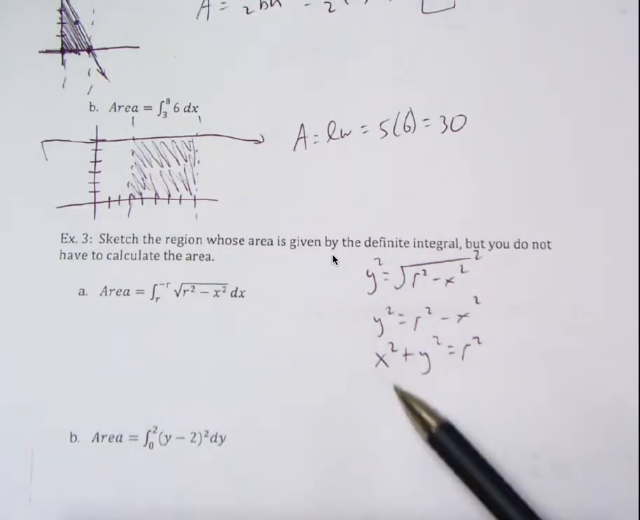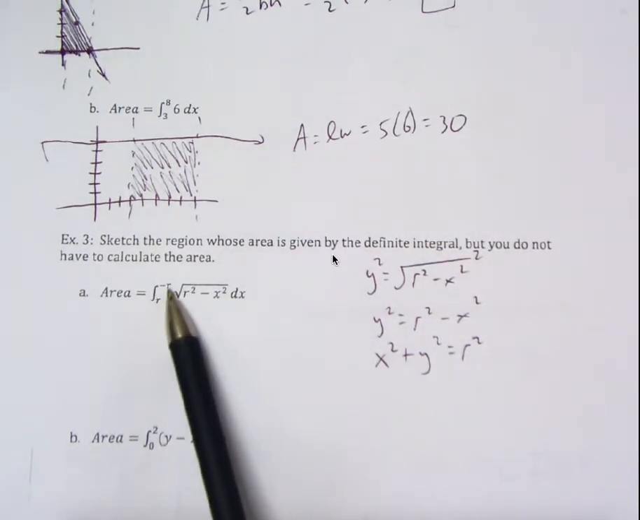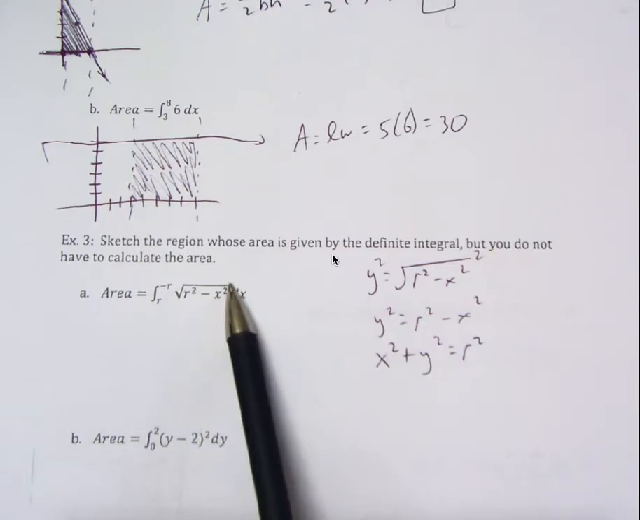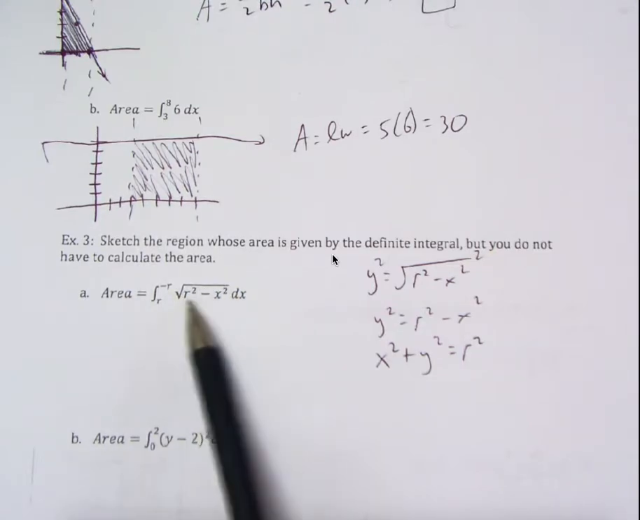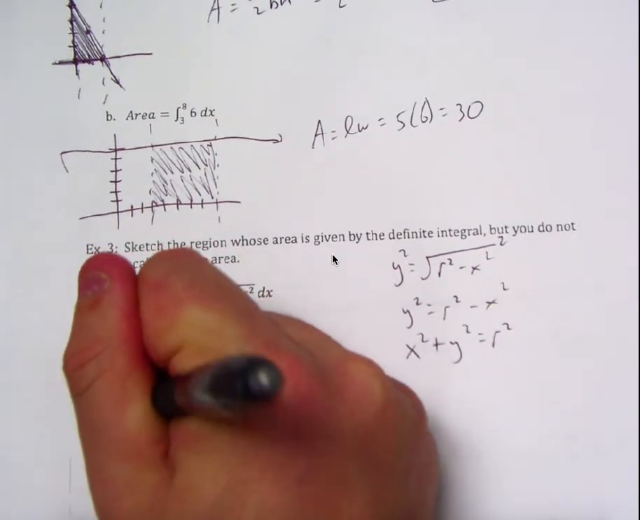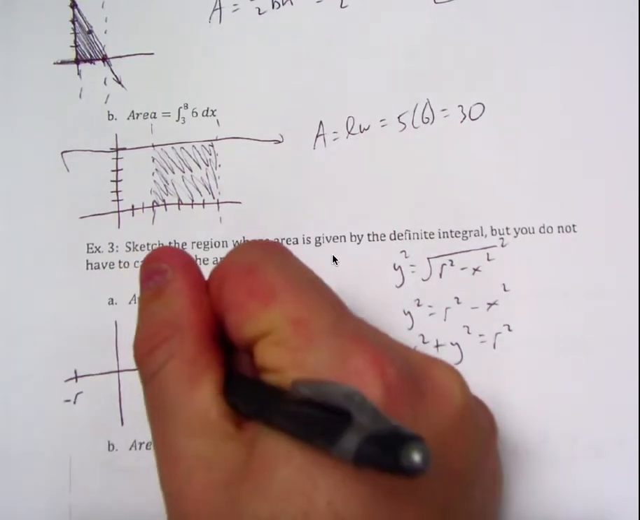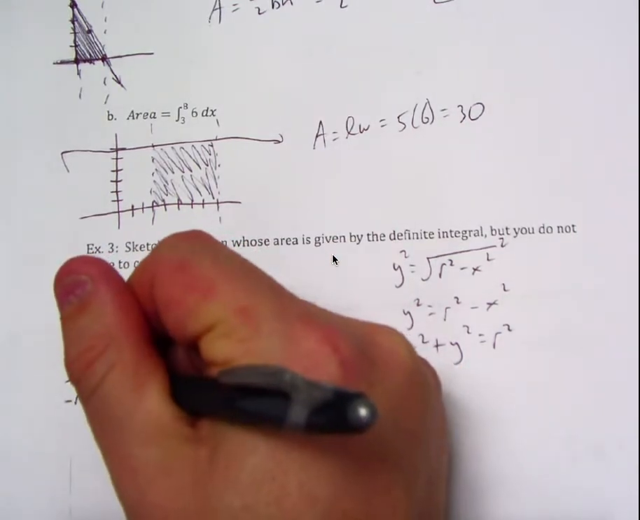But that's a circle. And this is only standing for the top half of the circle because this right here is a positive square root. No matter what I plug into these values, this will always become a positive value. So it's this graph right here. It has a radius of r, centered at 0, 0.